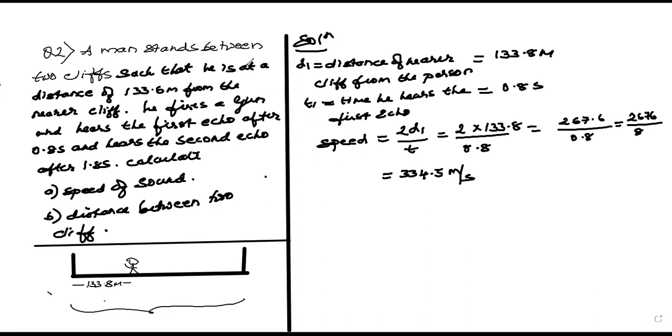This is the first part, A part of the question. Now I come to B part. In the B part, they want the distance of the second cliff. Suppose D2 I want. D2 is the distance of the second cliff from the person.